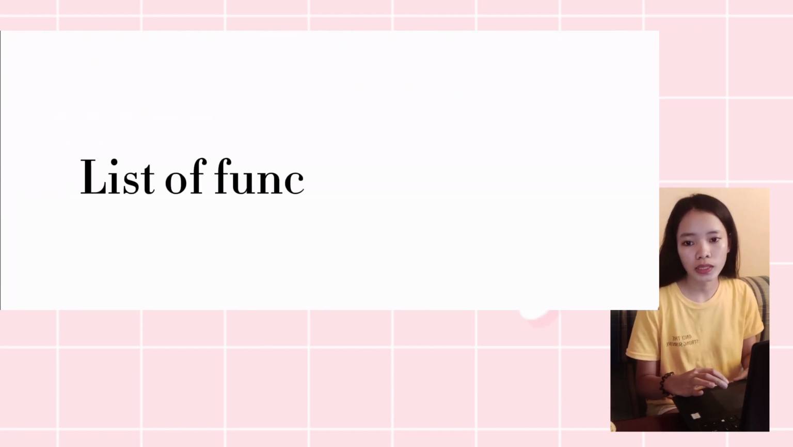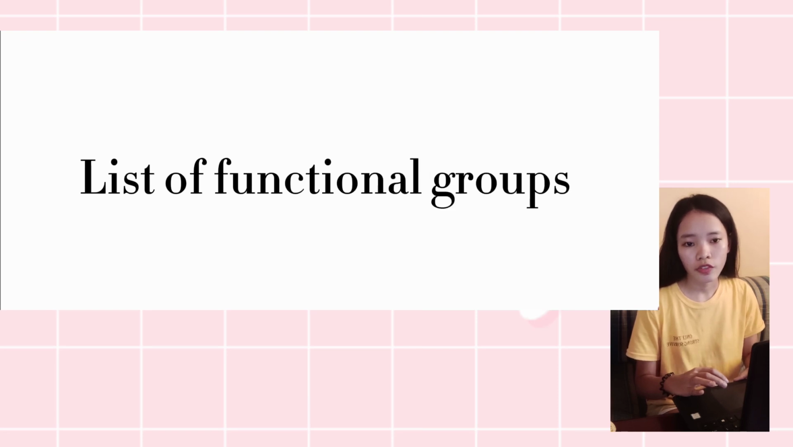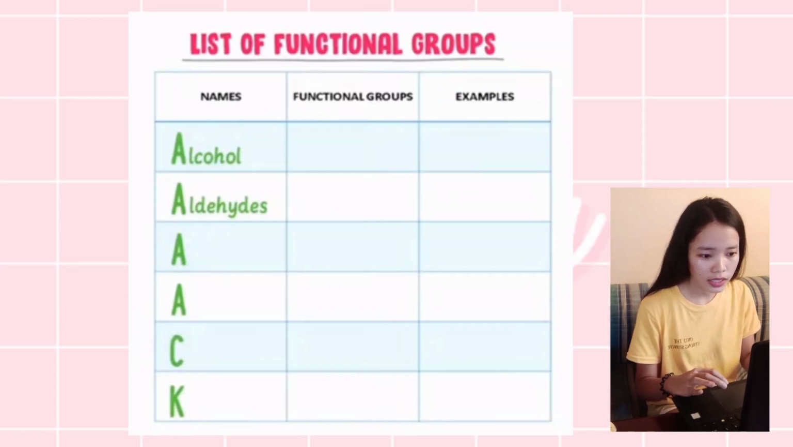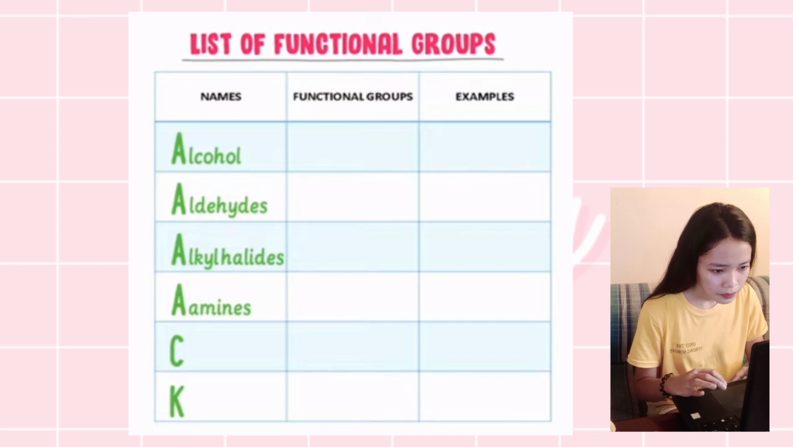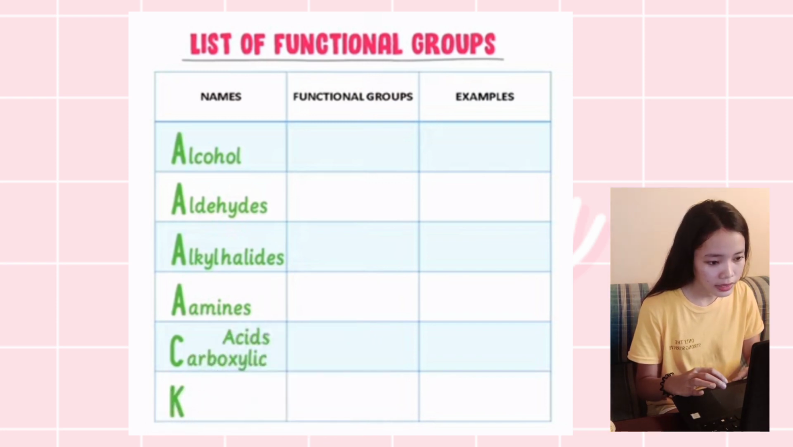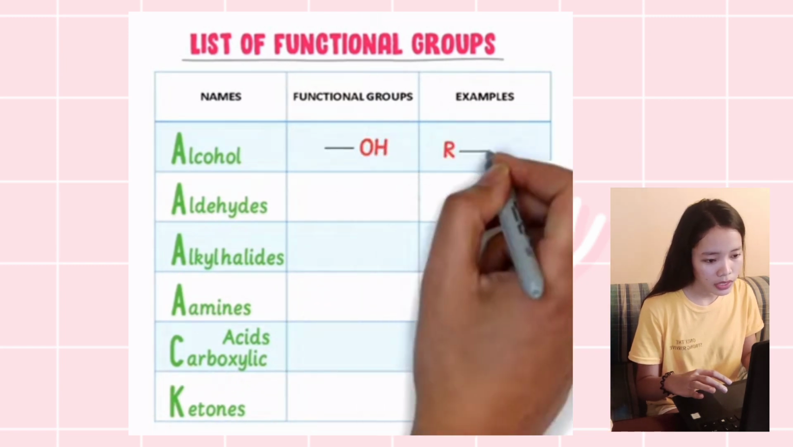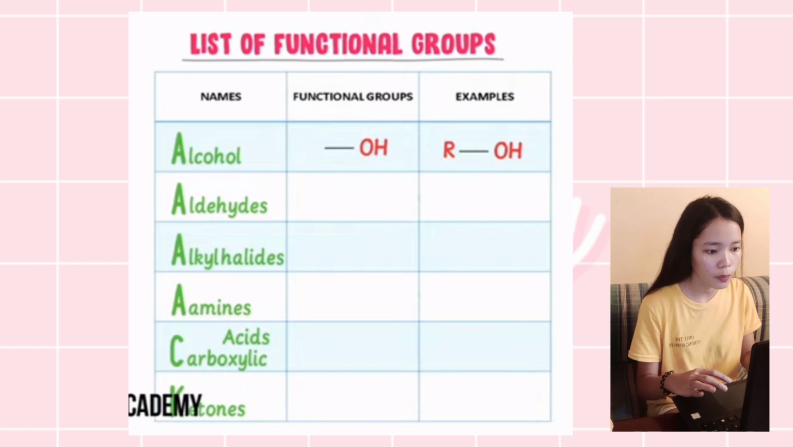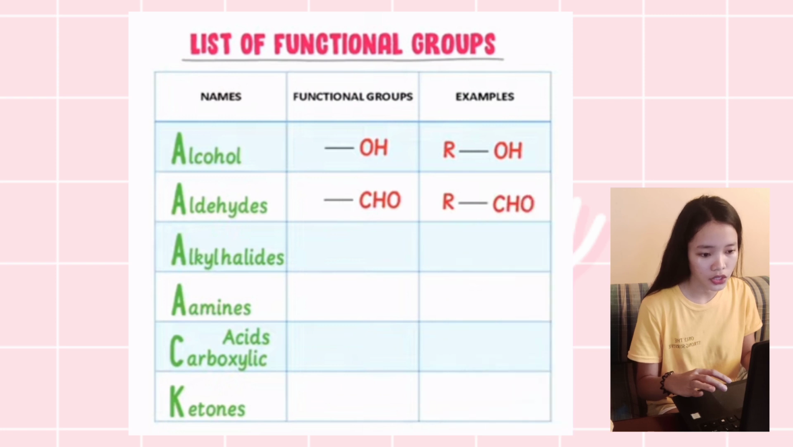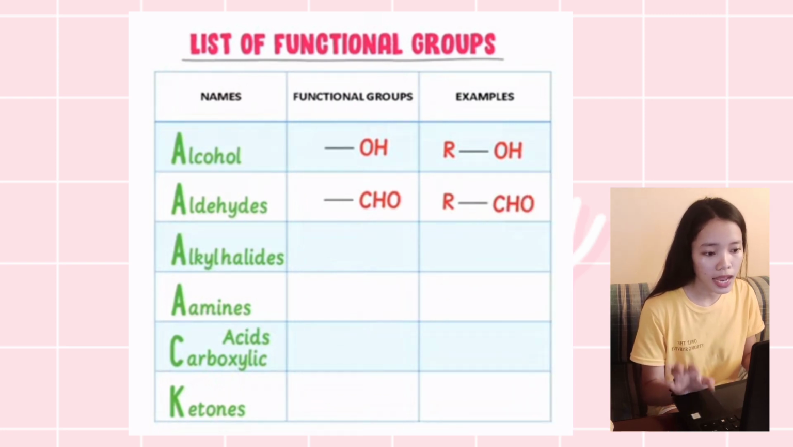Now, let me teach you the list of functional groups. First, I will write the names: alcohol, aldehydes, alkyl halides, amines, carboxylic acid, and ketones. The functional group of alcohol is -OH. An example is R-OH. The functional group of aldehydes is -CHO. An example is R-CHO.